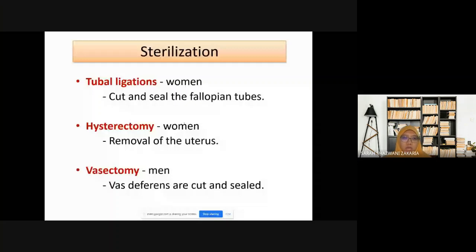So this one, sterilization, is a more permanent way. Tubal ligation: cut and seal the fallopian tube. Hysterectomy is removal of the uterus. Ni pun ada variant dia, whether partially or totally remove the uterus. Vasectomy: vas deferens are cut and sealed. Okay, so this one, sterilization, tubal ligation.